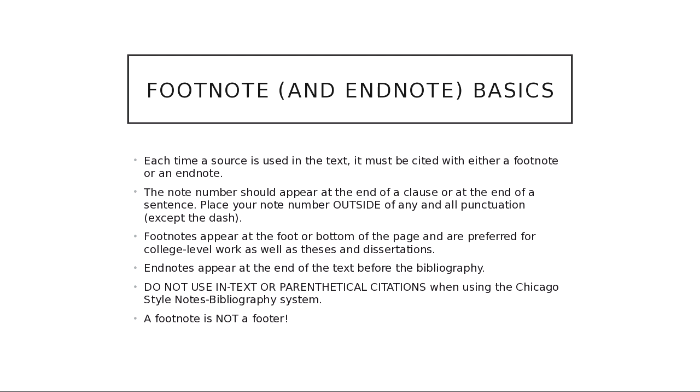So now we get to the good stuff. Footnote and endnote basics. The Chicago notes-bibliography system uses in any manuscript either footnotes or endnotes and a bibliography. Every time a source is used in your text, it needs to be cited, either with a footnote or an endnote. Footnotes appear at the bottom of the page. They're generally preferred in college level writing, and you'll see that theses and dissertations use footnotes.